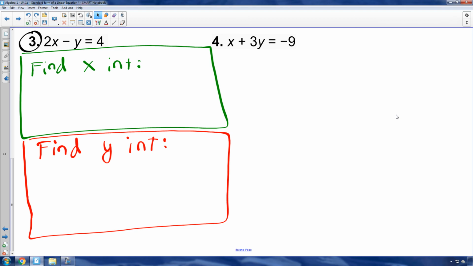I think we're a little bit over on time here. I want to tell you what the x-intercept is and what the y-intercept is. The x-intercept of this graph is (2, 0). See if you got that. It's (2, 0). That's the green answer. The red answer, the y-intercept of this graph, is (0, -4). Those are the things you're looking to hopefully have found.